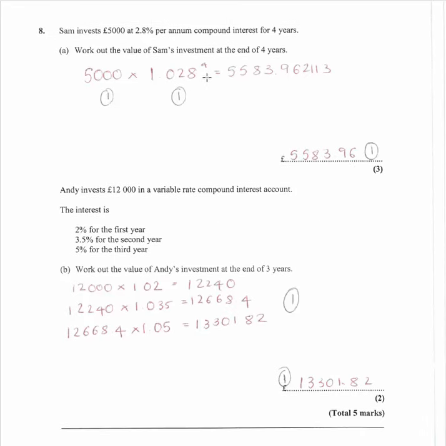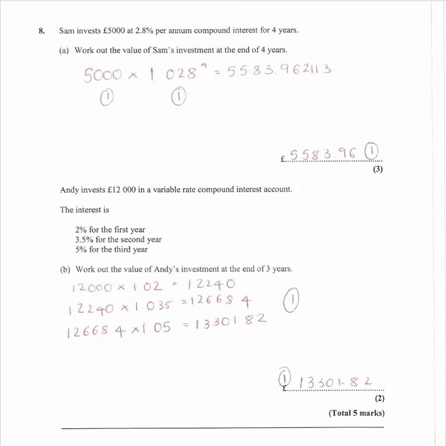Once you've got that idea of multiplying, it's just doing the same thing here but in stages. So 2% in the first year, so it gets multiplied by 1.02. 3.5% for the second year, so whatever you had after the first year gets multiplied by 1.035. And then whatever that is gets multiplied by 1.05 for the third year. Once again, don't forget to round off to 2 decimal places.